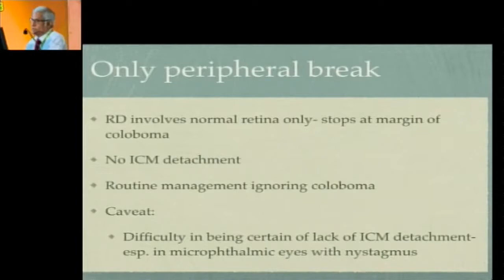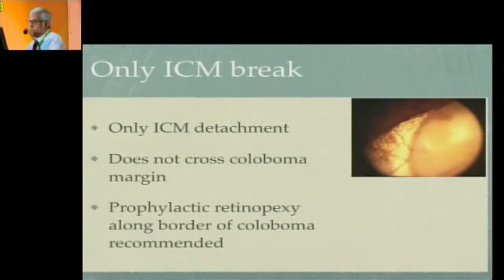So if there is only an ICM break, which is the other end of the spectrum, then you get only an ICM detachment, like in this case. The ICM detachment doesn't spill over to the normal retina because there's no communication between the sub-ICM space and the subretinal space at the junction of least resistance. So in these cases, a prophylactic laser along the coloboma margin will probably be useful to prevent this from spilling into the subretinal space later on.